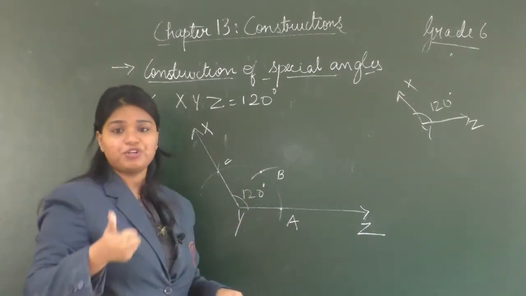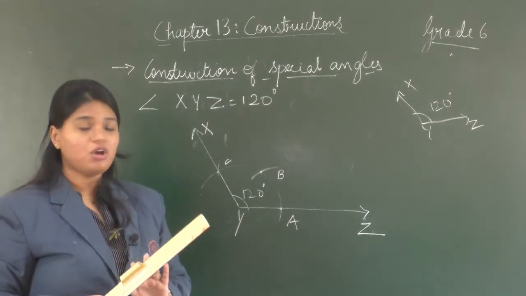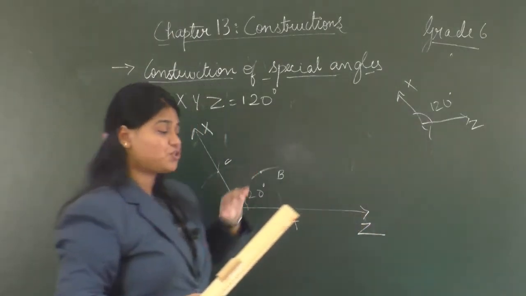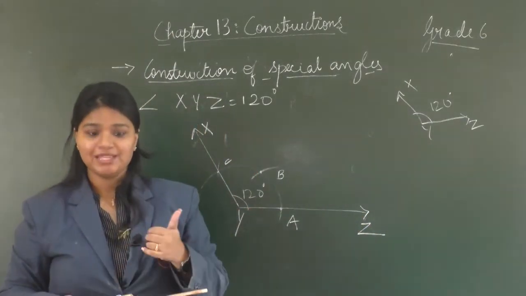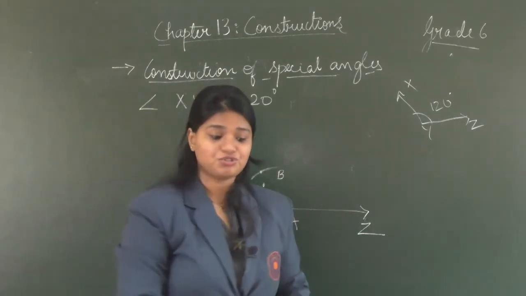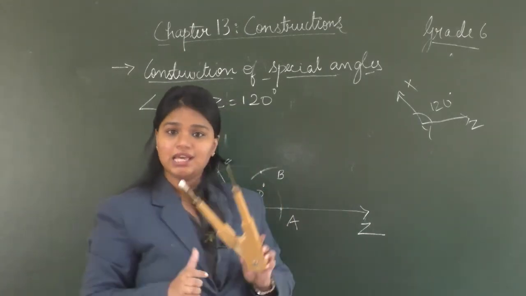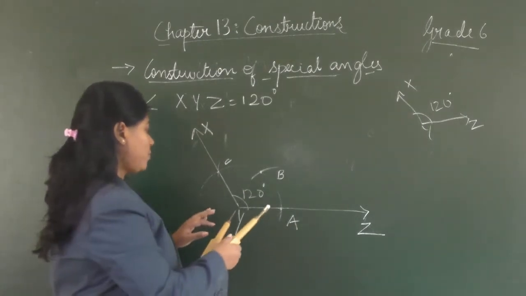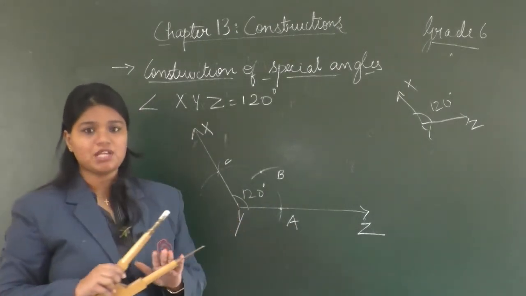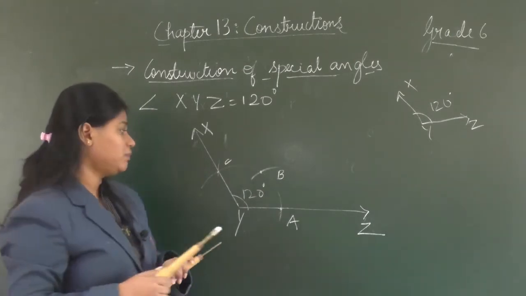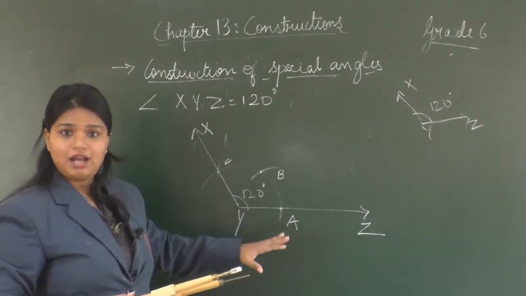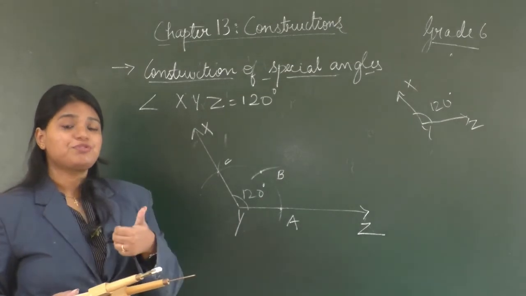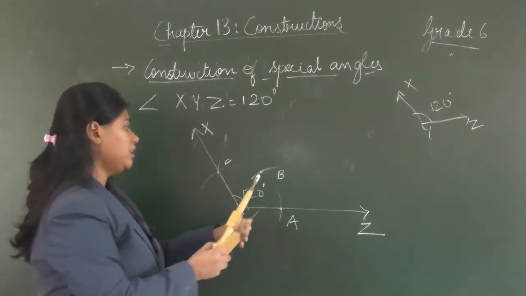120 degree. So first what you need to do, you need to draw the base arm, that is YZ, using your ruler. Second step, you need to draw an arc using the compass. So for that, you will place the needle of the compass on point Y and open the compass up to your wish with a certain measurement and then cut an arc.